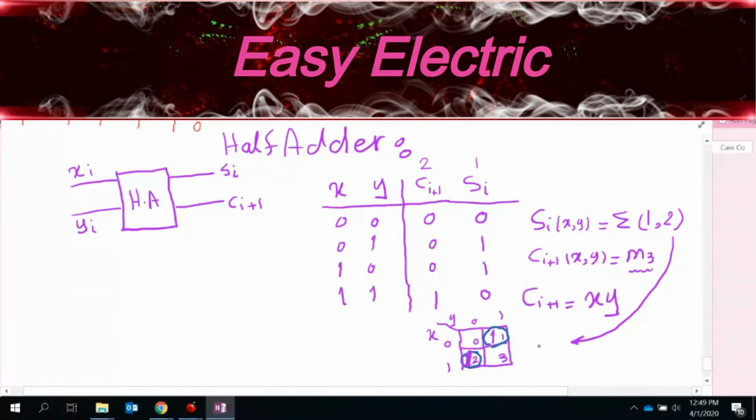Okay, so then write the term of Si equal to this, which is minterm 1, should be x prime y, plus this one. For this, the x is 1, so it should be x, and the y is y prime. Okay, so that's it.